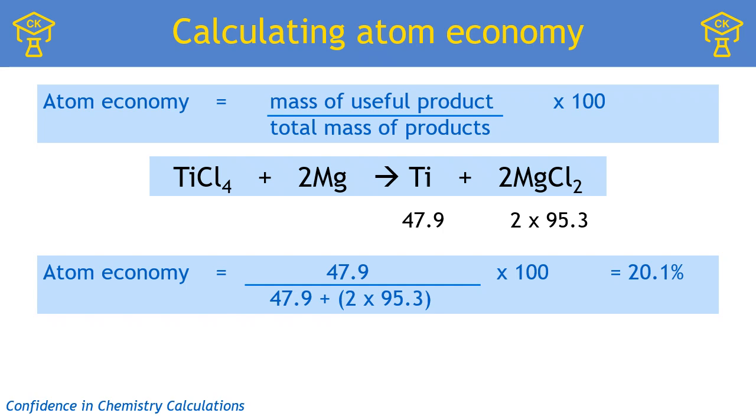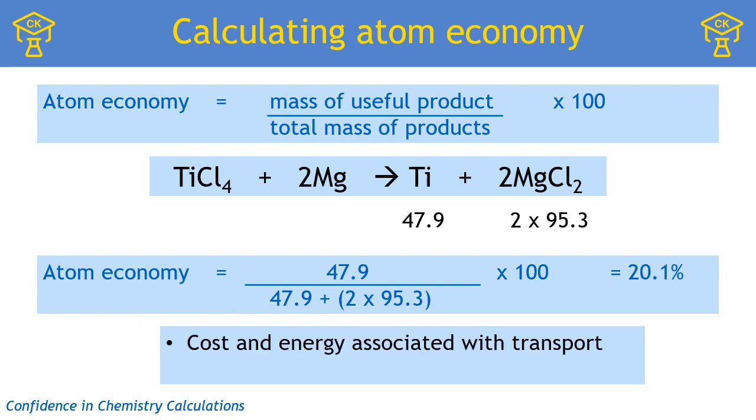So it would look something like this, 47.9 at the top, that's my titanium, over total mass of everything underneath. And we can see that the atom economy of this reaction is therefore just 20.1%. So almost 80% of the mass of the chemicals that are going into this particular plant are being transferred to waste products. And this is important for 2 major reasons.